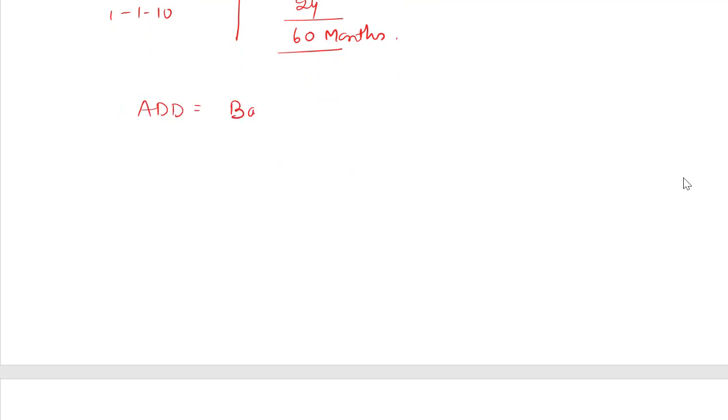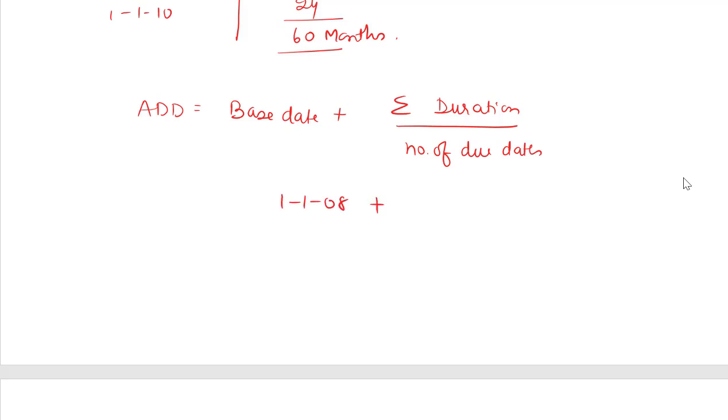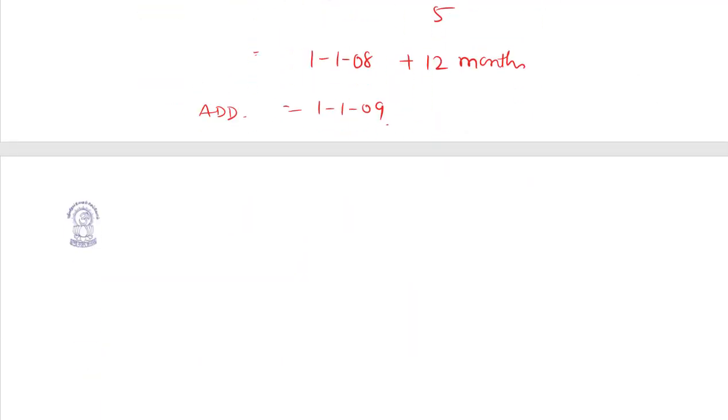Average due date equals base date plus summation of duration divided by number of due dates. Base date is 1st January 2008. Summation of duration 60 months. And there are 5 due dates. 1st January 2008 plus 12 months, 1st January 2009. This is the average due date. I believe you understood.